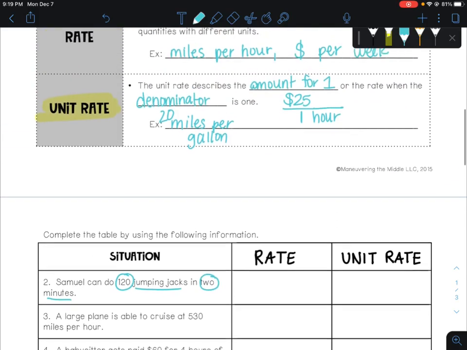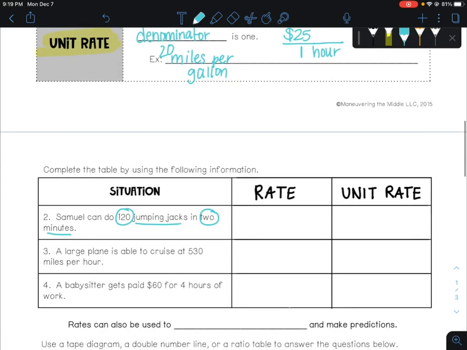So the rate there is just a comparison. So it would be 120 jumping jacks to 2 minutes if we wrote it as a fraction. Okay? If we were to do the unit rate, we would have to simplify. Unit rates have to be for 1. They have to be out of 1. So instead of 120 to 2, we have to simplify that.